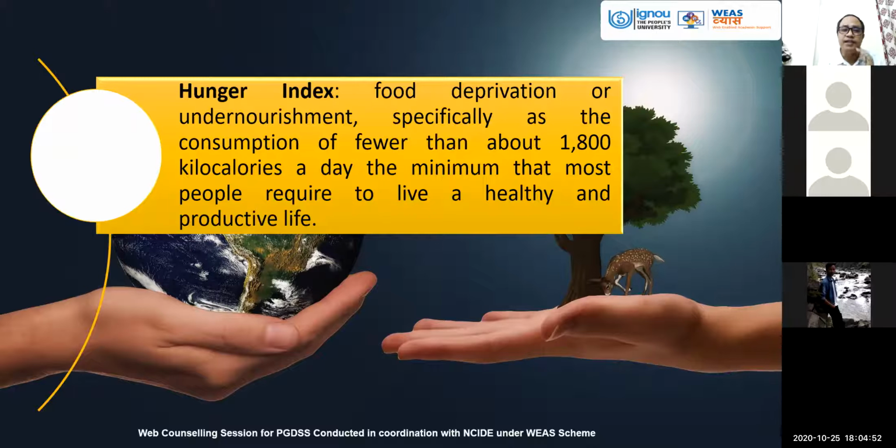So what is hunger index? Hunger index is the deprivation, food deprivation or undernourishment, specifically the consumption of fewer than about 1,800 kilocalories a day, the minimum that most people require to live a healthy and productive life. The point is that some parts of the world still are not getting the basic human needs.